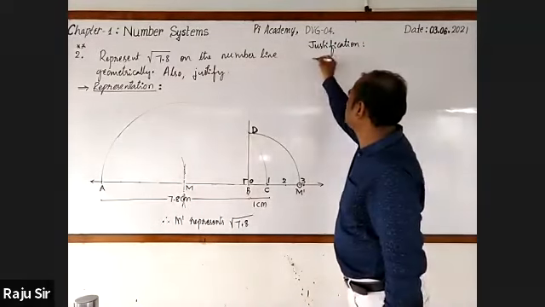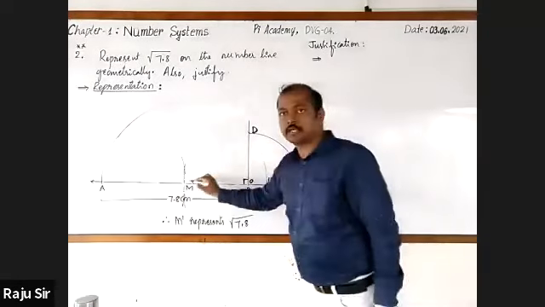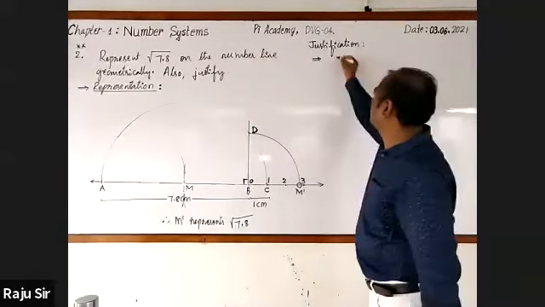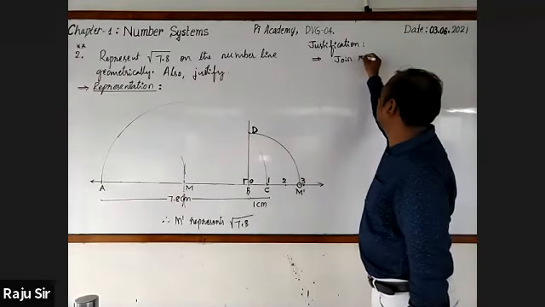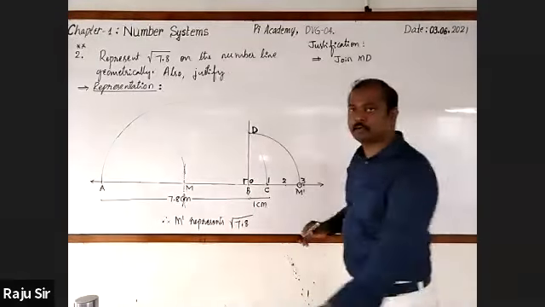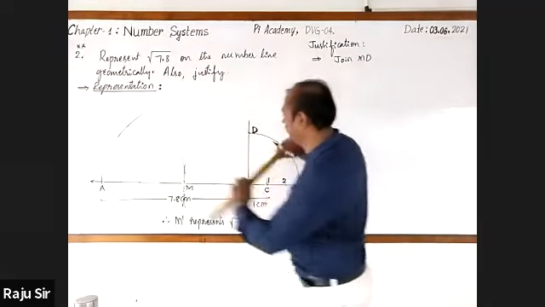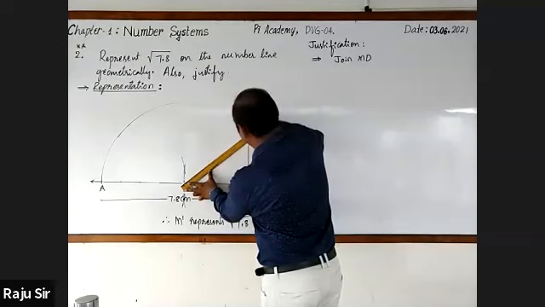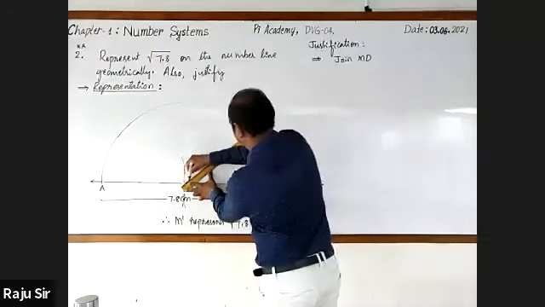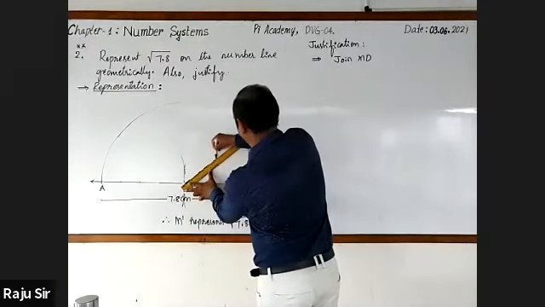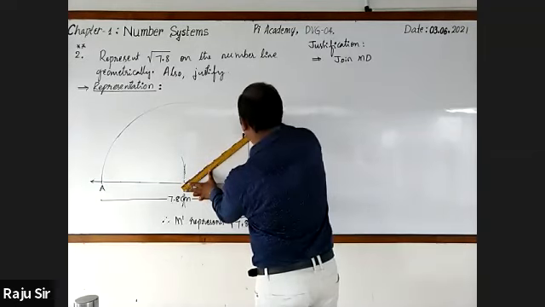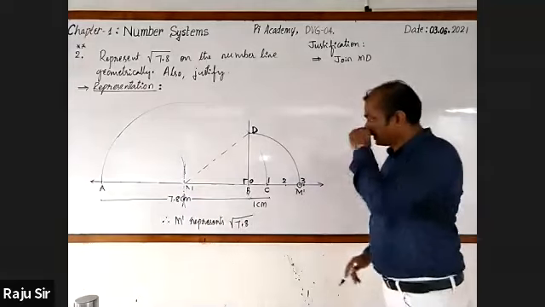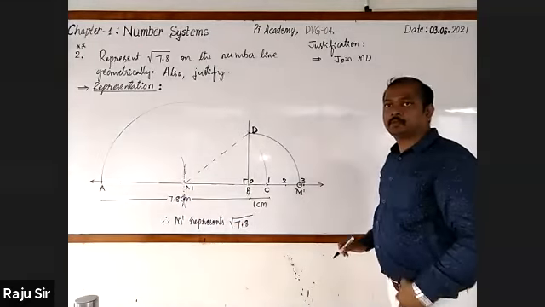In the justification, first you go for construction. That construction is you should join MD. Join MD. Please go and write it. Take scale and pencil. Join M and D with the dotted line.